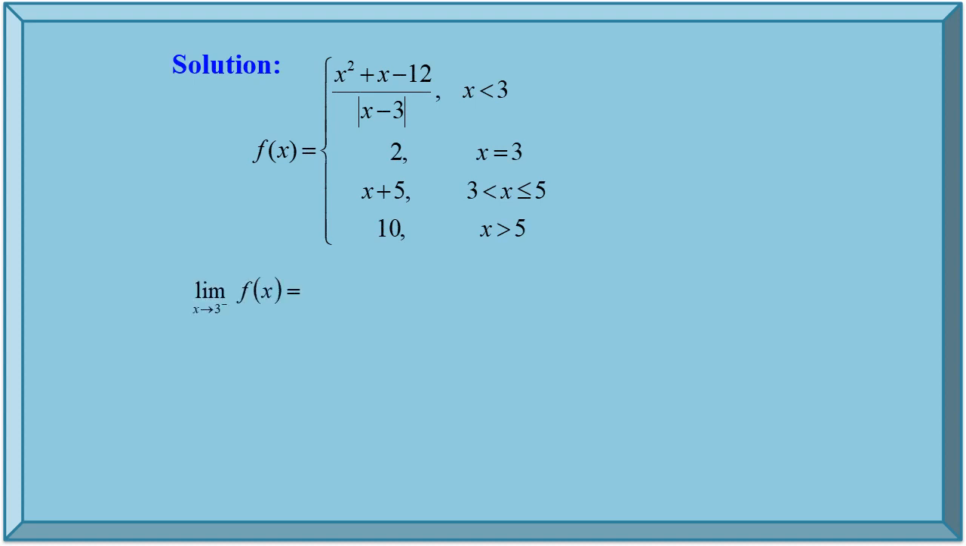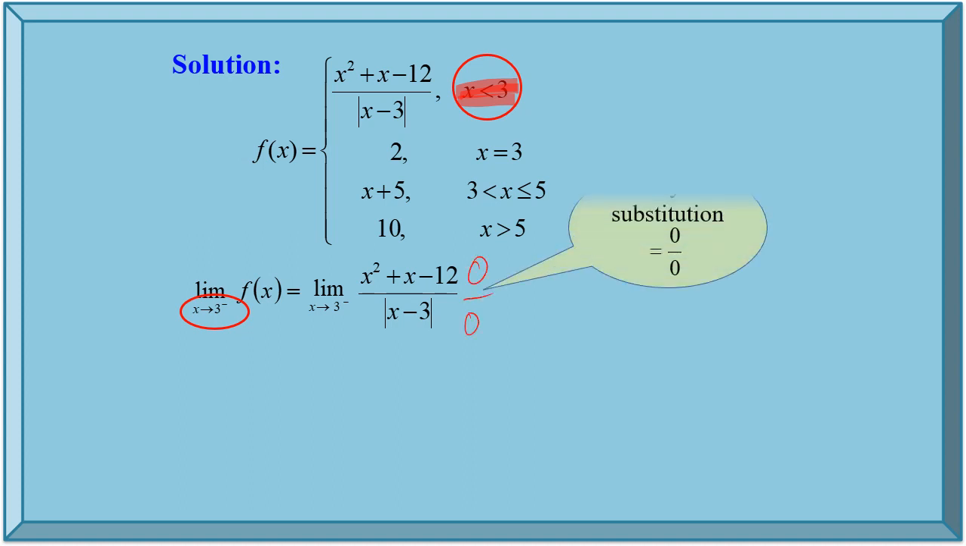For x approaching 3 from the left side, the left side means we have to use the interval x less than 3. So the function that we will use is x squared plus x minus 12 over absolute value of x minus 3. Let's substitute directly. What do we get here? 3 squared plus 3 minus 12 equals 0, and 3 minus 3 also equals 0. 0 over 0. So by substitution, we cannot solve this limit. What we need to do is either factorize or conjugate.